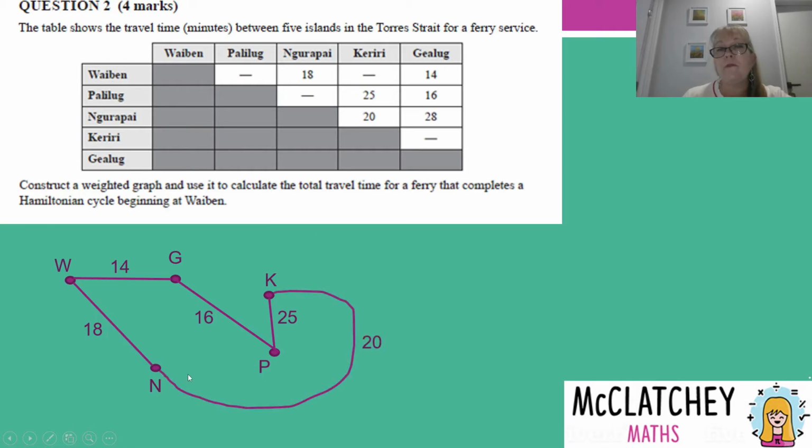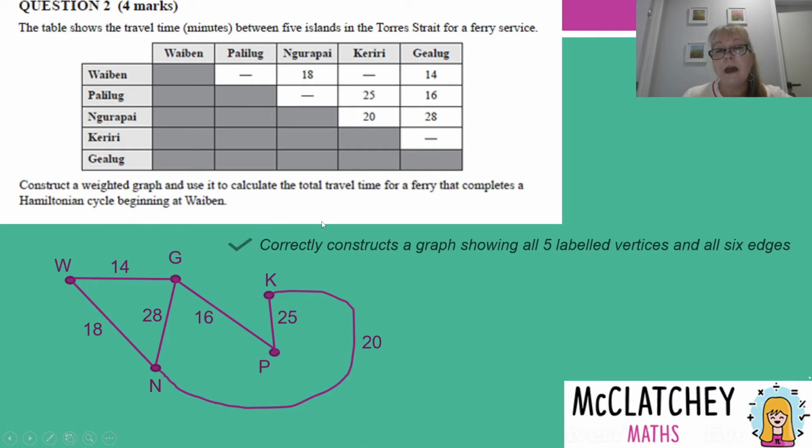I've decided to put that around the outside. I could have drawn and intersected them. It's not a big deal, but going around the outside will make it much easier for me to draw this Hamiltonian cycle. And then my last one goes from N to G, and it's a 28. So now I've done my weighted graph. I'm going to get my first mark because I correctly constructed it from the table. I showed 5 labelled vertices and 6 edges. 1, 2, 3, 4, 5, and 6.